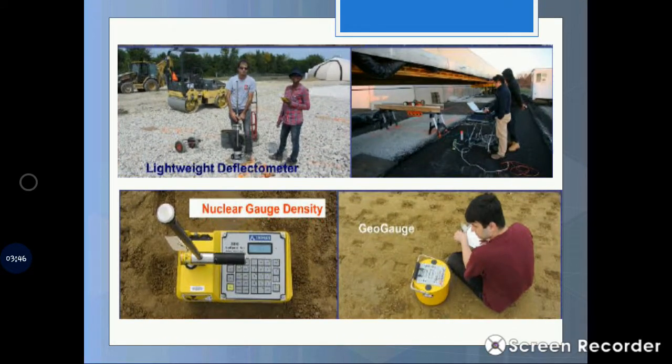Dito naman makikita natin yung lightweight deflectometer, nuclear gauge density at saka geogauge. Dito sa nuclear gauge density, minemeasure lang nito yung density ng subgrade after compaction.